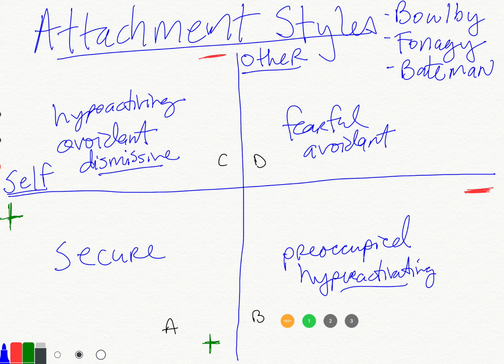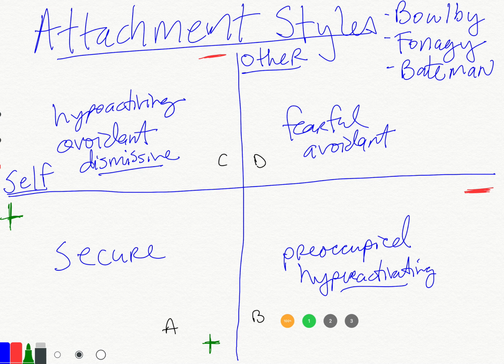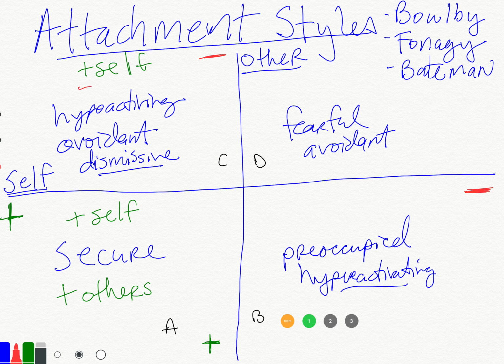All right, and so just to walk through that, the secure attachment is going to be both a positive sense of self and a positive belief about others. The avoidant attachment strategy has a positive sense of self, but a negative sense of others, so you stay away from others and dismiss the idea of needing to be in relationship with others.